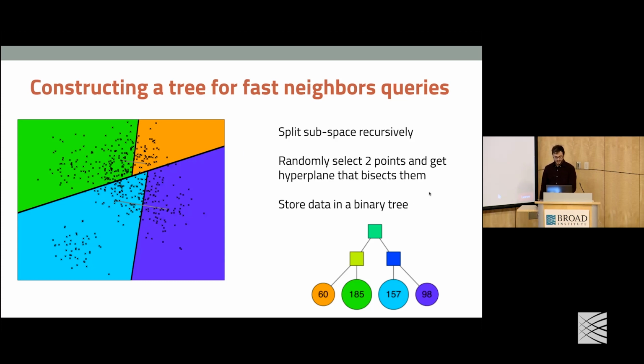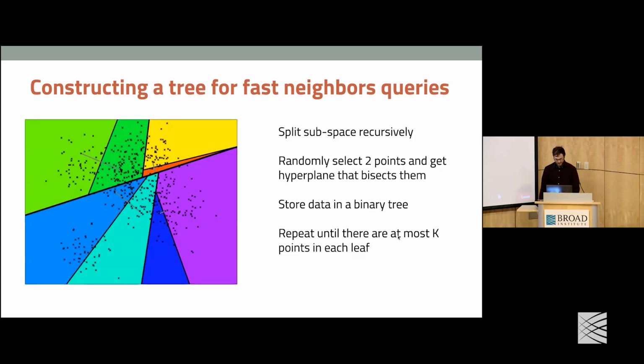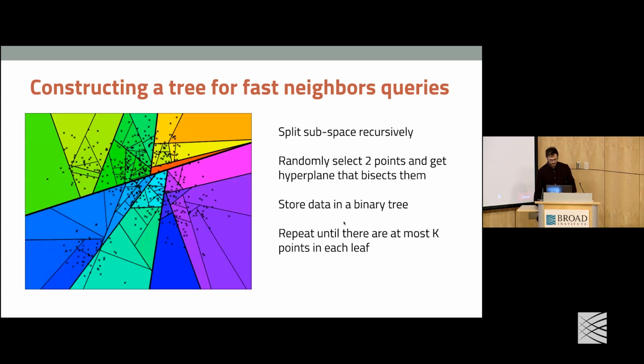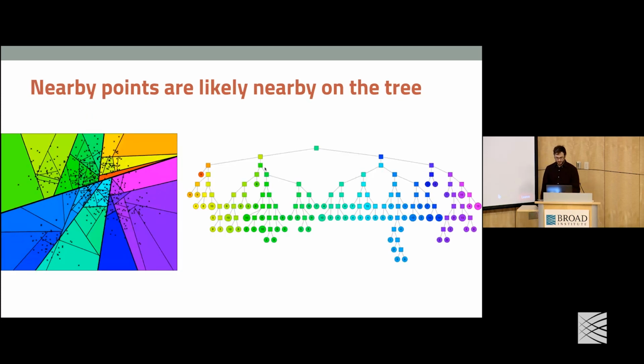And it repeatedly splits the space until there are at most k points in each leaf. And then it stops. And at that point, it has a binary tree that looks like this, that essentially has partitioned the space into regions that are likely to contain nearest neighbors, because the probability of separating 2 points that are close together is small.